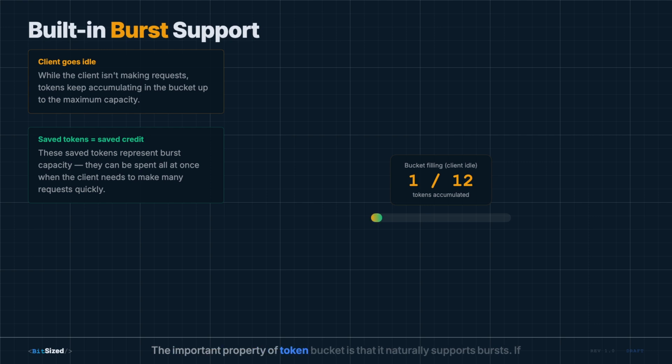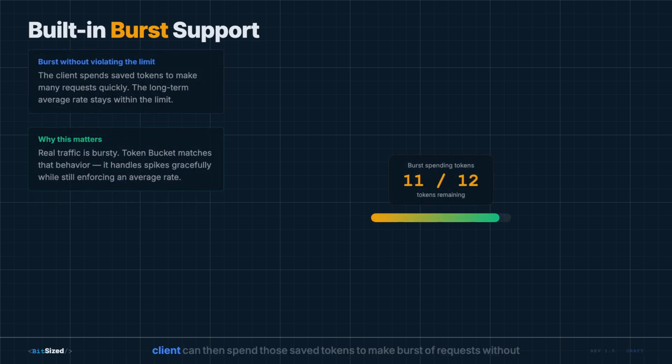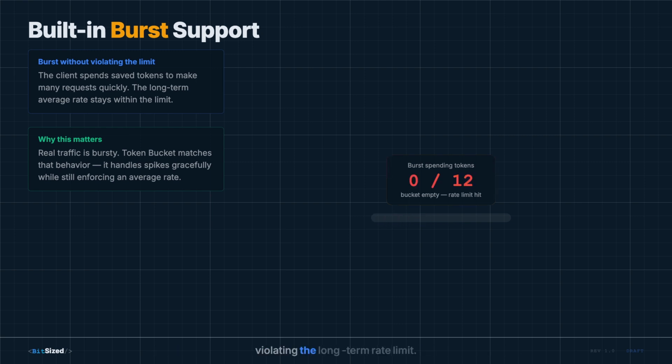The important property of token bucket is that it naturally supports bursts. If a client hasn't made requests for a while, tokens accumulate in the bucket. The client can then spend those saved tokens to make a burst of requests without violating the long-term rate limit.